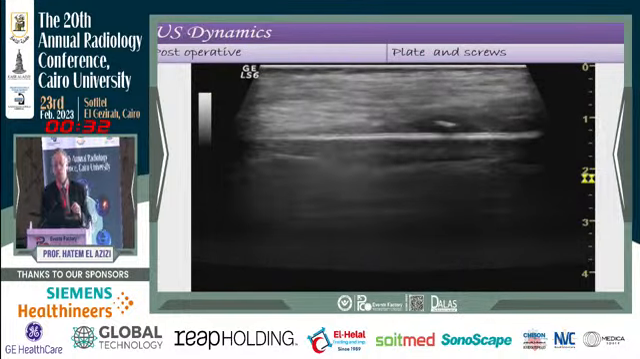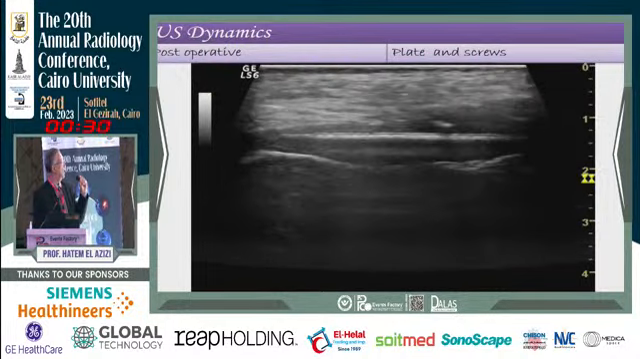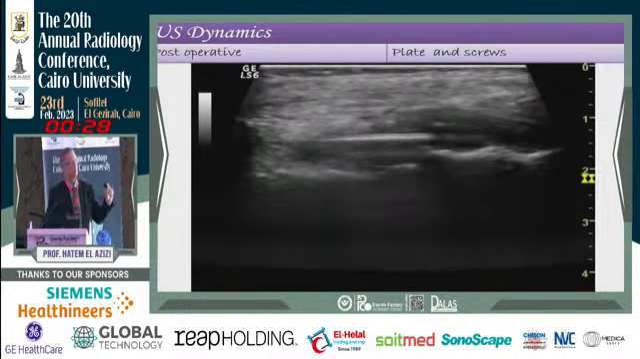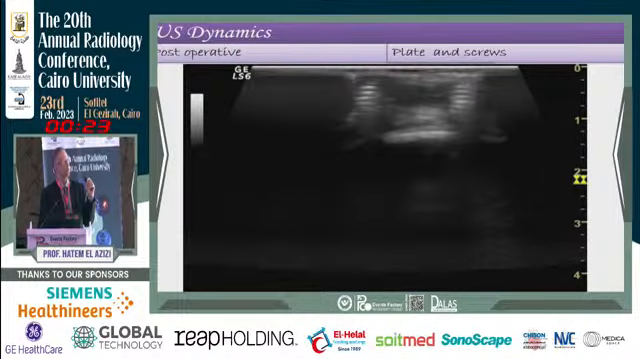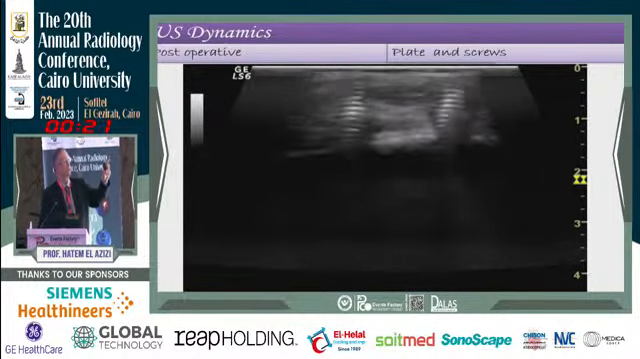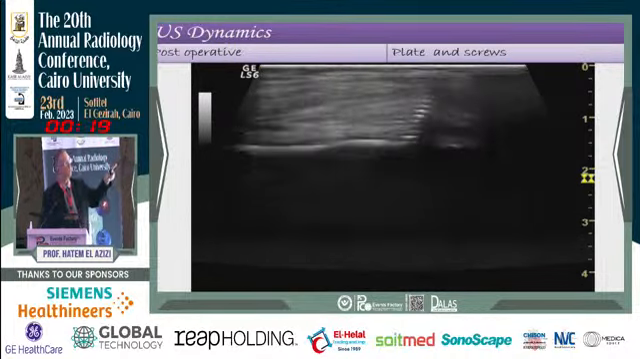Another case, plate and screw. This plate and screw are very good, normal. But the problem is on the other side. About 4 or 5 screws are seen within a tendon. You can detect it within this tendon.